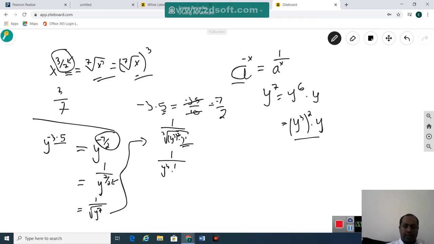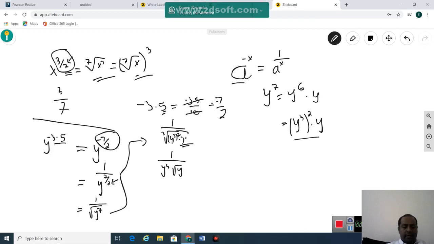Sorry, let me erase this one. This time I have to be careful. So this will be the square root of y.